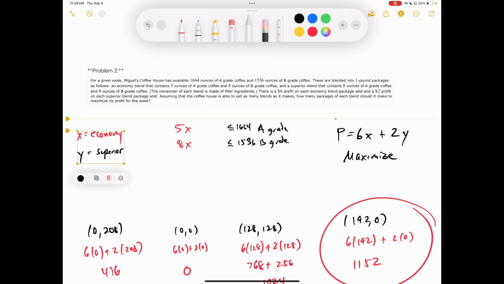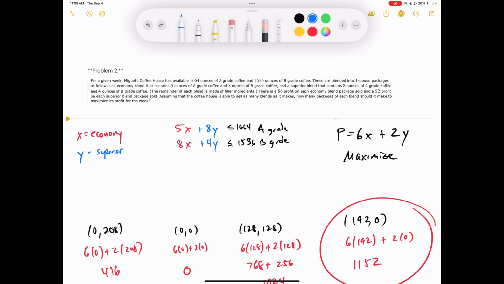For the superior blend, make that blue, we need 8 ounces of A and 4 ounces of B. So again, you got two coffees and two types of coffee beans or whatever you're using. So you got to make sure you set it up right. Always base it on the constraints of each one, and then you can go from there.